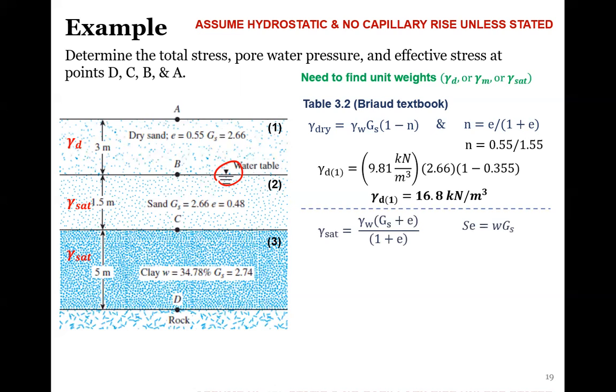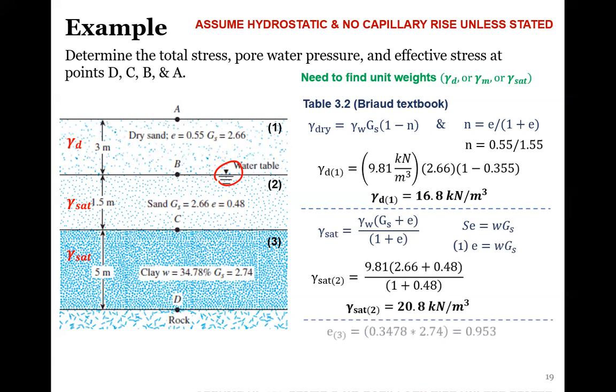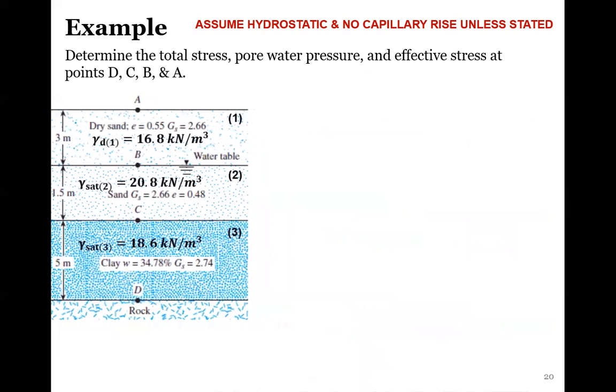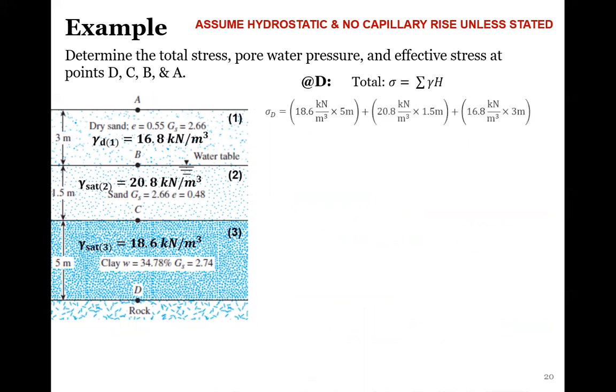For the second one, gamma saturated, you can use the same equations. So 20.8, and then for the third one, these are all from our index testing, which is why I'm on your little initial sheet. I'll still have that table of all of the phase diagram relationships. So once we have all these, then we can start our calculation. We have our unit weights, and now we just need to worry about the heights.